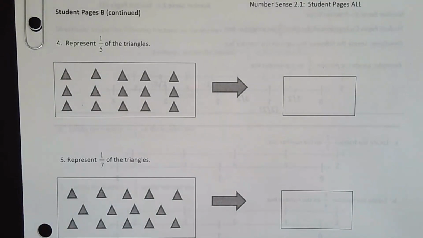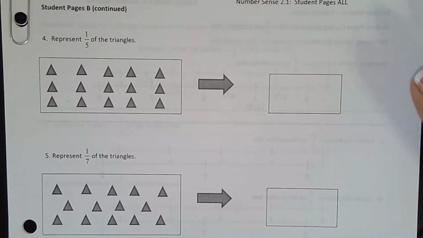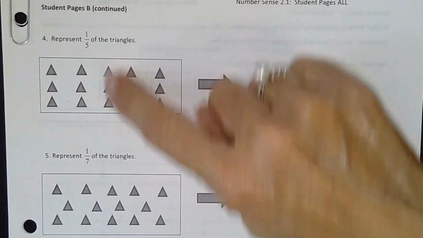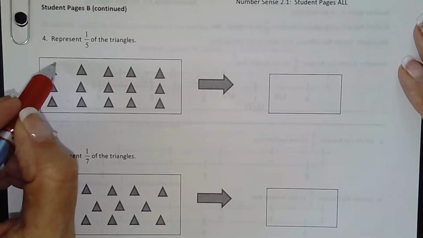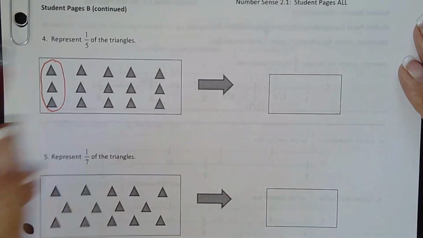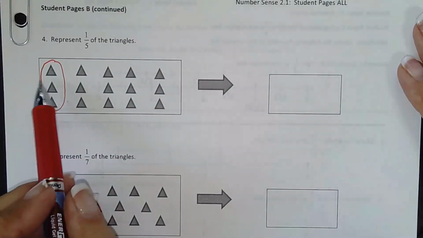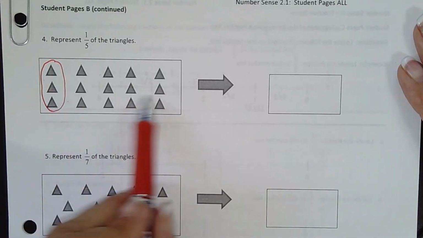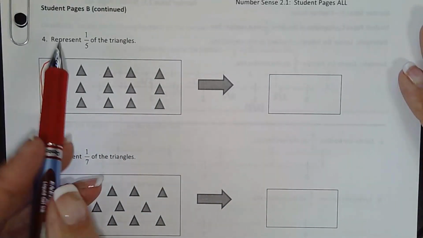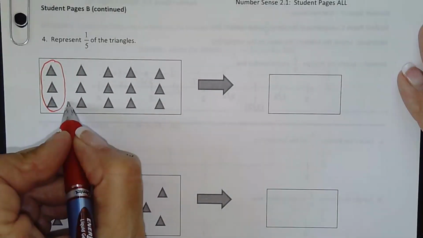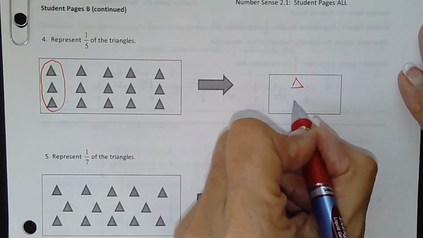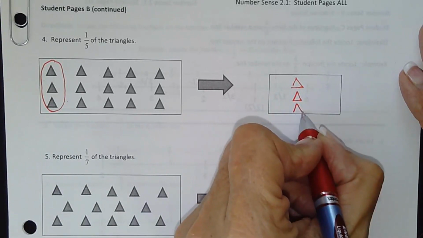Nanny, nanny, boo, boo. So there are 5 columns. So finding 1/5, very easy, because there are 5 columns. Remember, I can't circle the rows. There's only 3 rows. That would not be 1/5. But because there are 5 columns, I can circle one of the 5 columns, and my answer is going to be the 3 triangles.